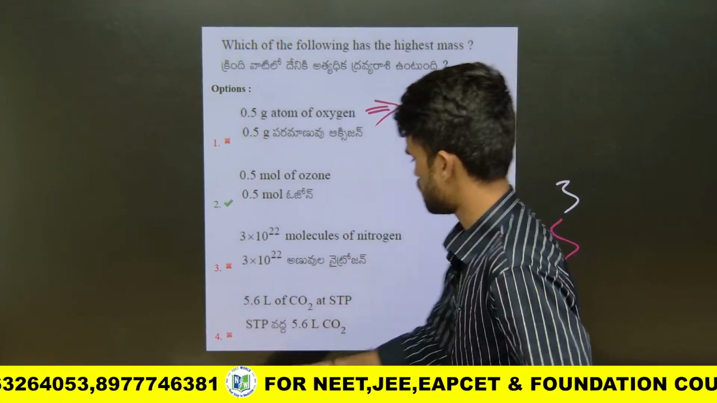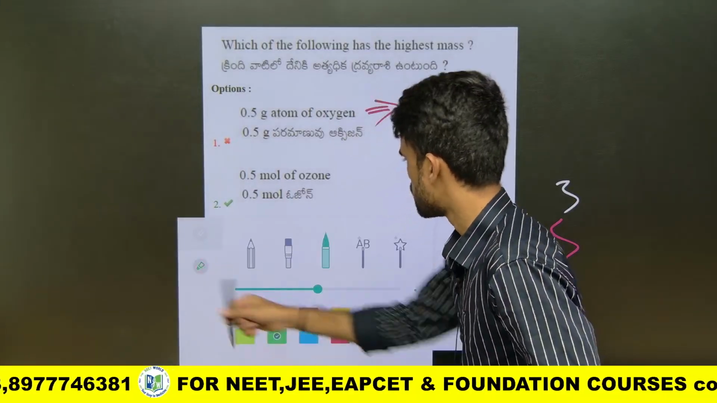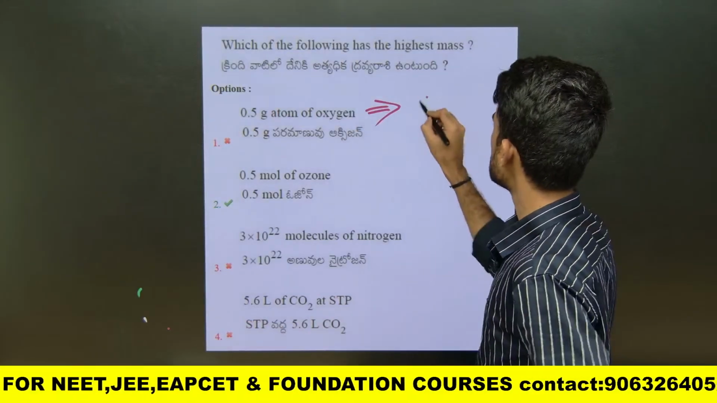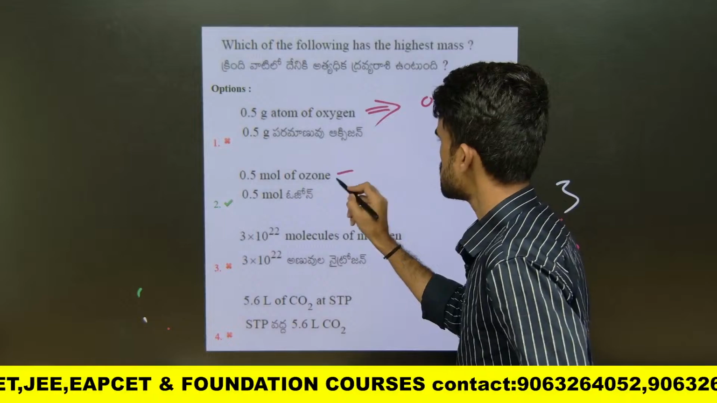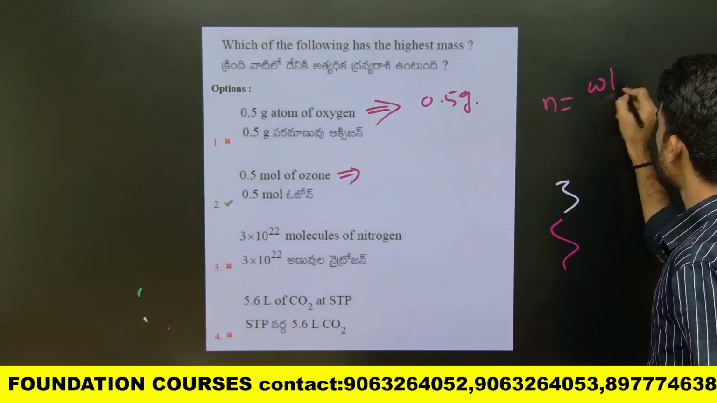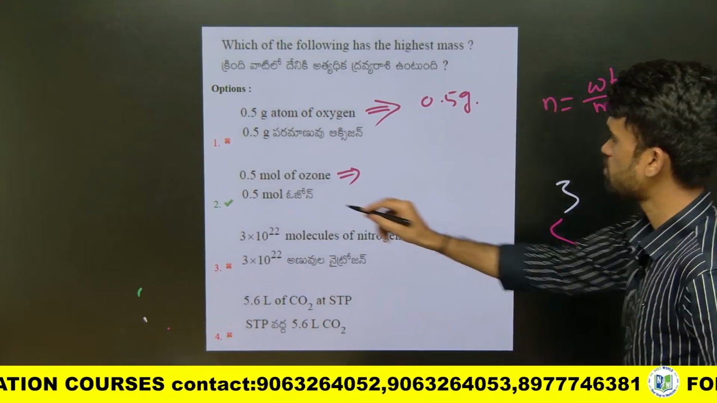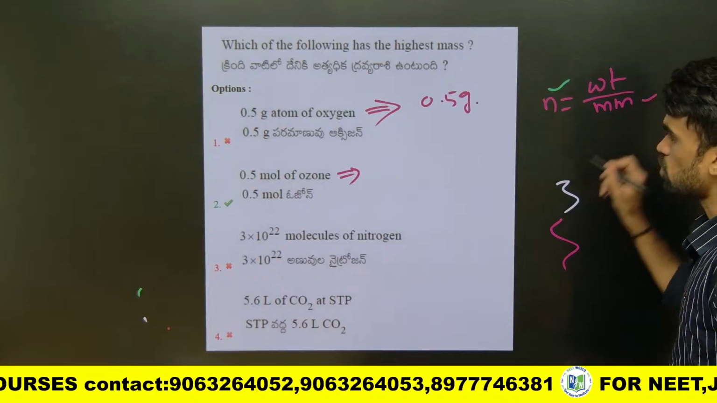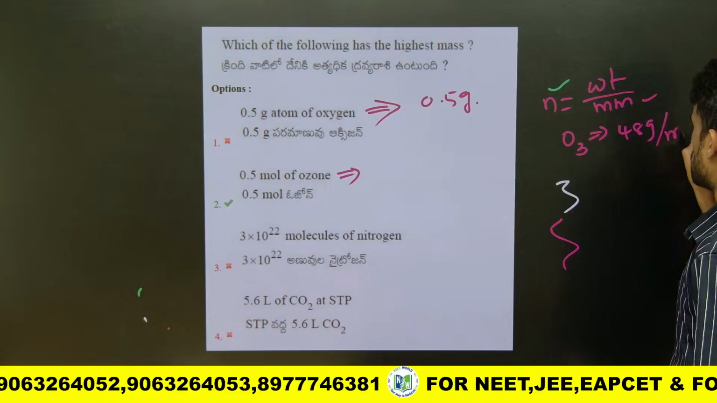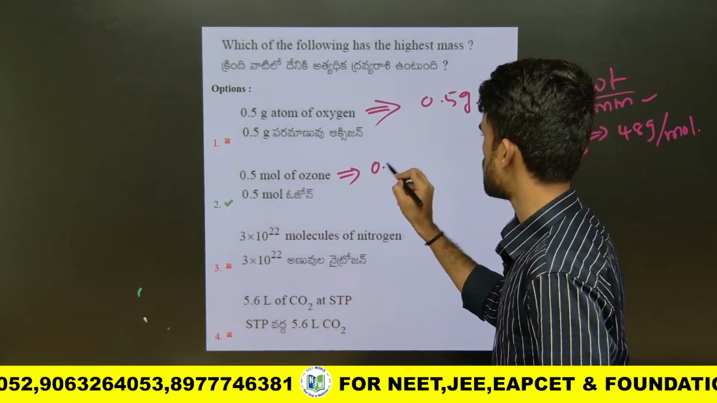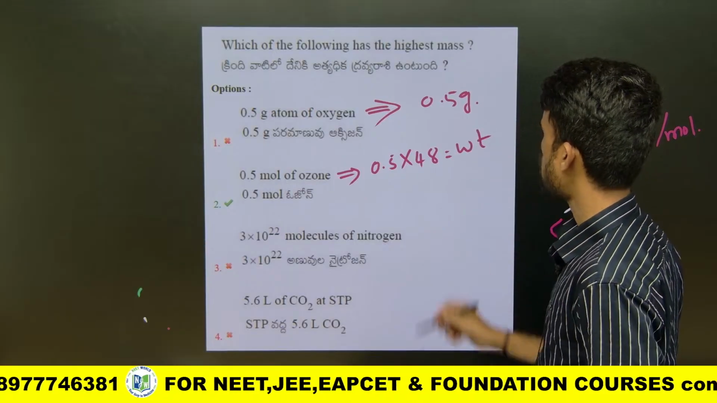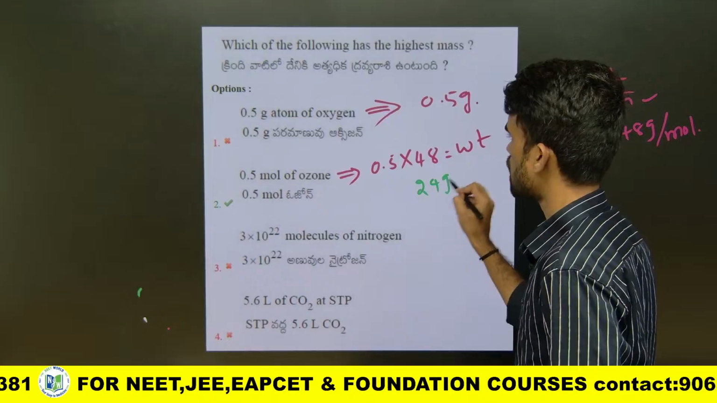It is 0.5 mole, so the number of moles is given. Number of moles means weight divided by its molar mass, right? So the molar mass of ozone, O3, is how much? It will be 48 grams per mole. Given moles is 0.5, so 0.5 into 48 gives you the weight of the substance. So 24 grams of ozone is given.